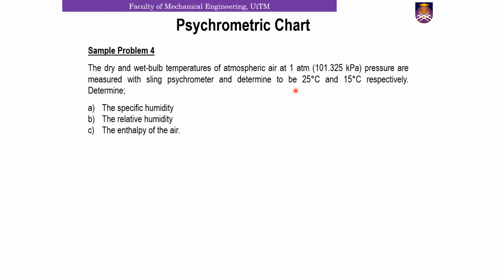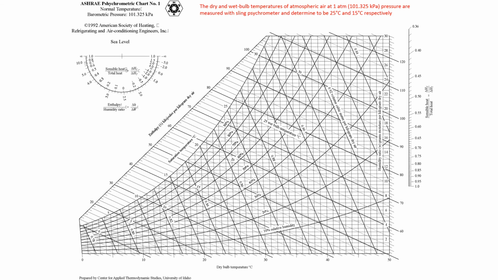In the psychrometric chart you have more than two parameters. In order to find other parameters you need a minimum of two parameters. Those two parameters are given to you, right? So based on these two parameters, how are you going to use the psychrometric chart to find specific humidity, relative humidity, and enthalpy of the air for this problem? So now let's look at the solution. This is the psychrometric chart.